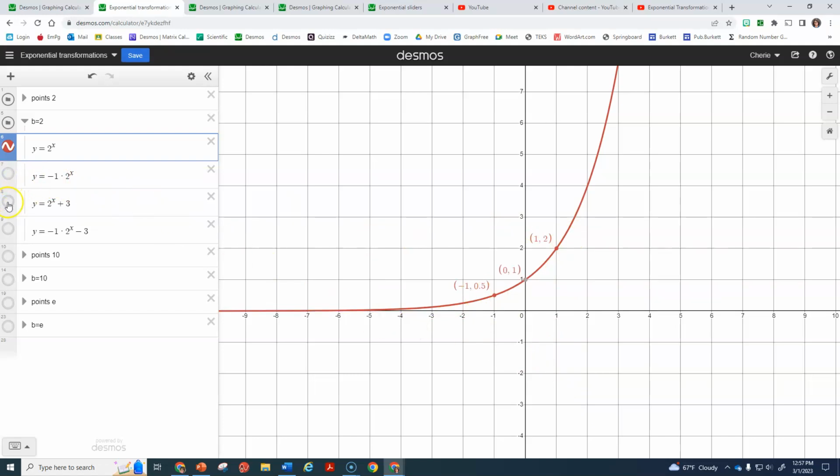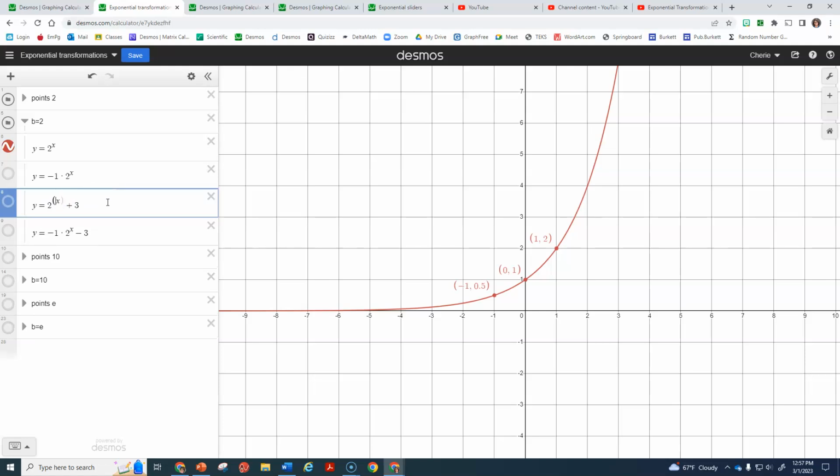What happens when, this should be, I meant to have this up here. Hold on, give me just a second. When you type in a c value, you have to put it in parentheses, or Desmos will automatically make it a d value.